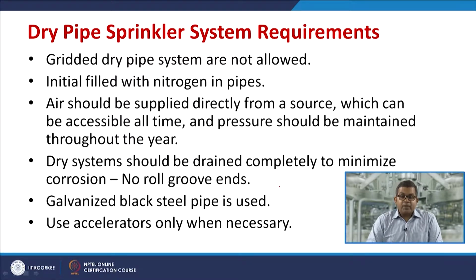Now air should be supplied directly from a source which is accessible at all times, and pressure should be maintained throughout the year, and a gradual check of this pressure is always advisable. The dry system should be drained completely to minimize corrosion. No roll groove ends. Galvanized black steel pipe is used, and use an accelerator only when necessary. So these are certain requirements for the dry pipe sprinkler system.